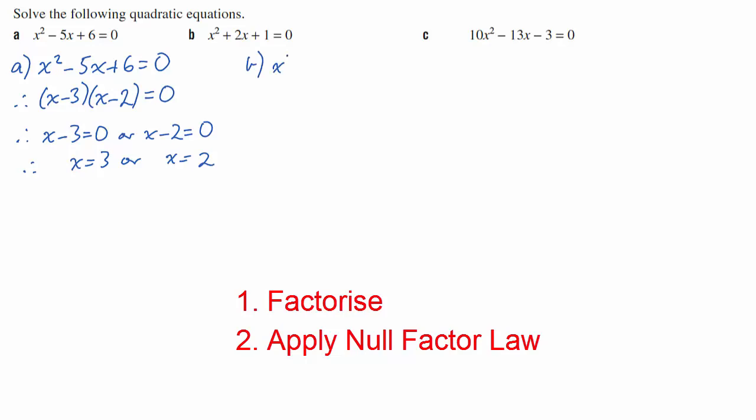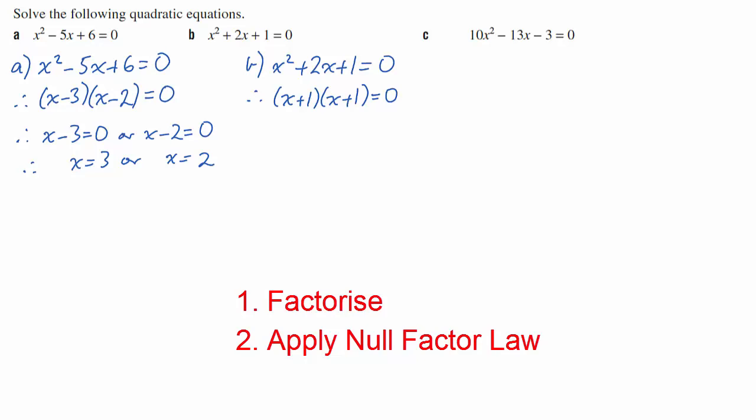Our second equation is x squared plus 2x plus 1 equals 0, and you may recognize this as a perfect square. Even if you don't though, you can try and factorize it. Two numbers multiplying to 1 and adding to 2, well, there isn't much choice here, is there? It's going to be 1 and 1. So our factors are x plus 1 times x plus 1, and they multiply to give 0.